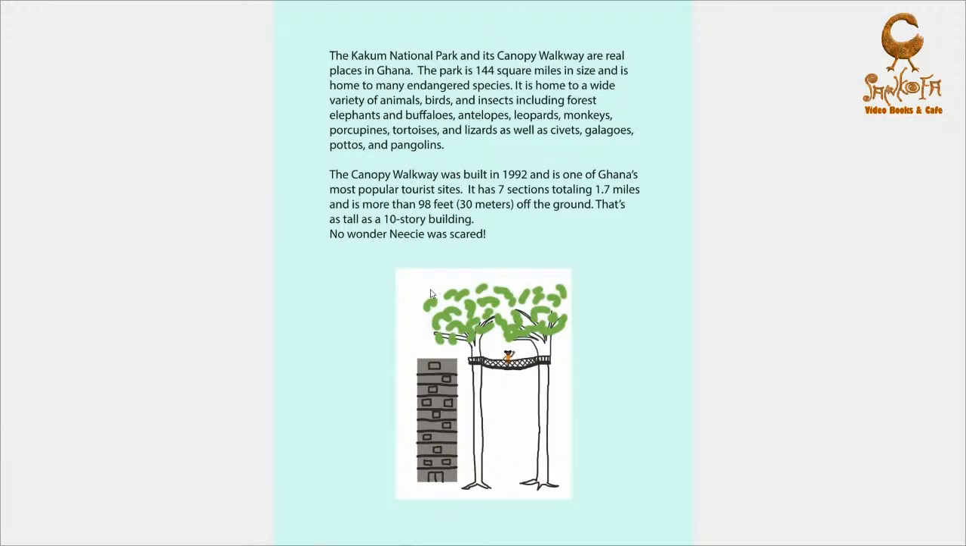It has 7 sections totaling 1.7 miles and is more than 98 feet or 30 meters off the ground. That's as tall as a 10-story building. No wonder Neecie was scared. You see there at the bottom, I've made that diagram to show you how high the Canopy Walk is. That's a 10-floor building. And the Canopy Walk that Neecie walked on and was so brave is more than 10 stories off the ground, and it goes on for 1.7 miles, almost two miles of that Canopy Walk.